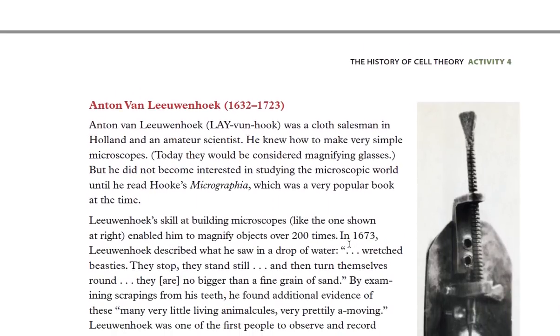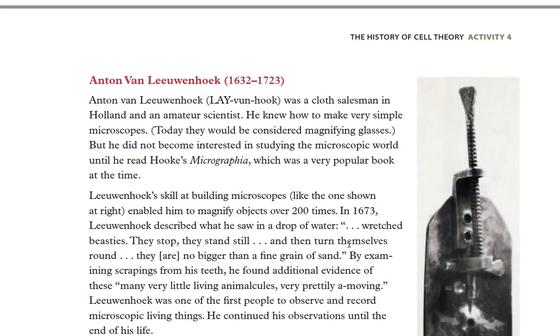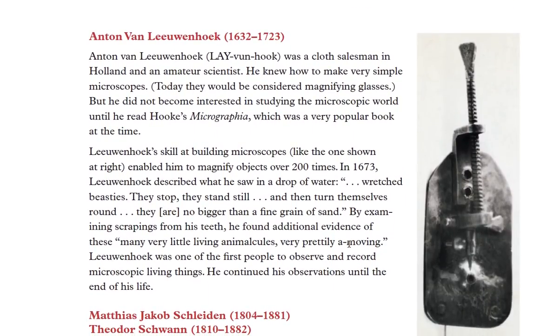Antoine van Leeuwenhoek, 1632 to 1723. Antoine van Leeuwenhoek was a cloth salesman in Holland and an amateur scientist. He knew how to make very simple microscopes. Today they would be considered magnifying glasses. But he did not become interested in studying the microscopic world until he read Hooke's Micrographia, which was a very popular book at the time.